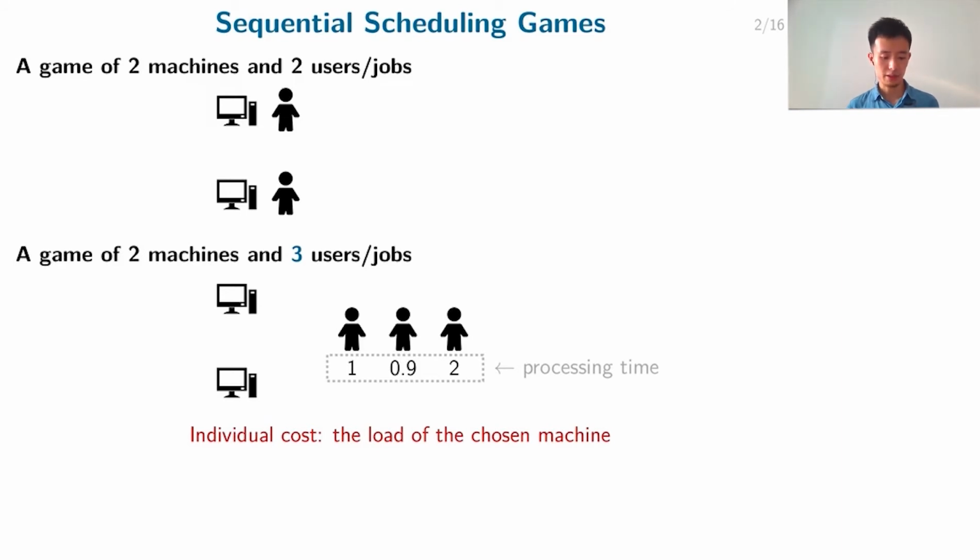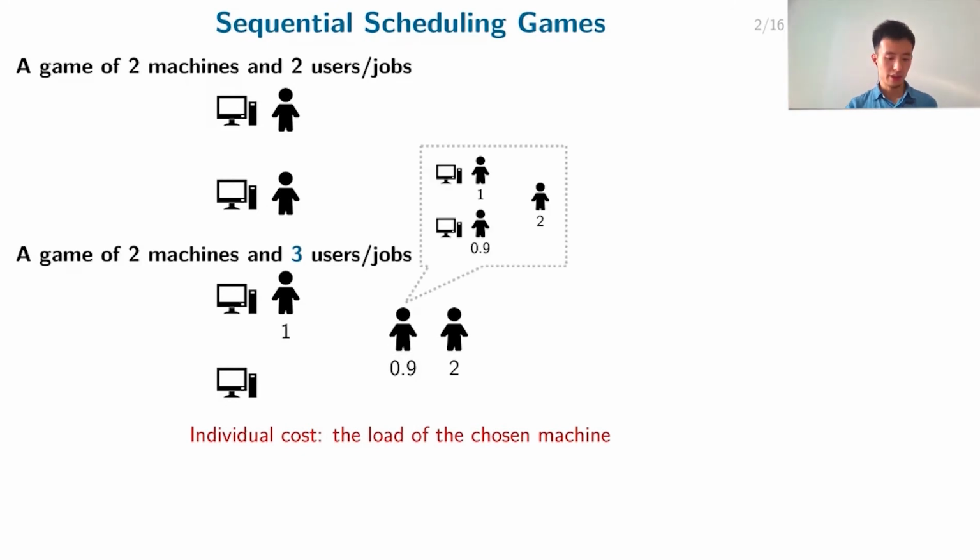For the first player, it makes no difference which of the two machines he chooses. So we suppose he chooses machine 1. And when the second player makes a decision, he will do a little calculation. If he chooses machine 2, then machine 2 has a smaller load than machine 1, so the last player will also choose machine 2. In this case, the cost of the second player would be 0.9 plus 2, that is 2.9.